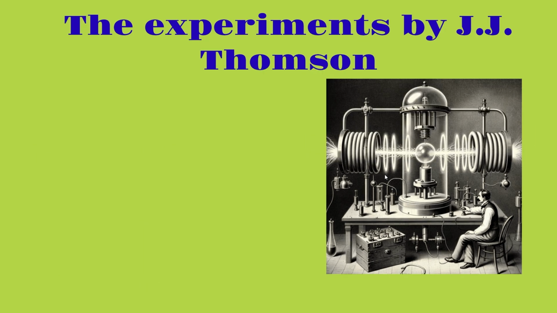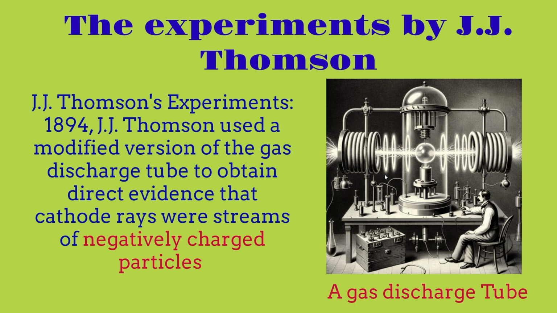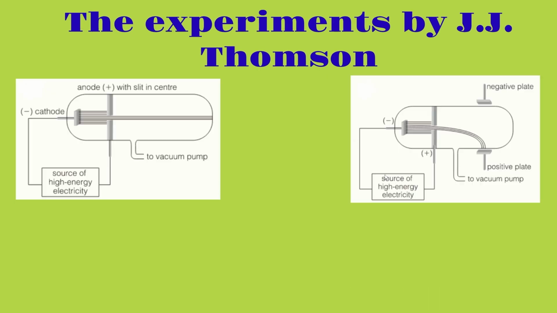We're going to talk about how this relates to the evidence of electrons in the coming slides. This experiment was done by J.J. Thomson in 1894, and basically what he did was use a modified version of the gas discharge tube to obtain direct evidence that cathode rays were streams of negatively charged particles. So now that we know J.J. Thomson was the one that did this experiment that further enhanced it, let's learn more about it.